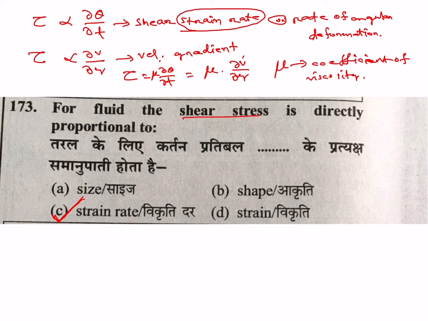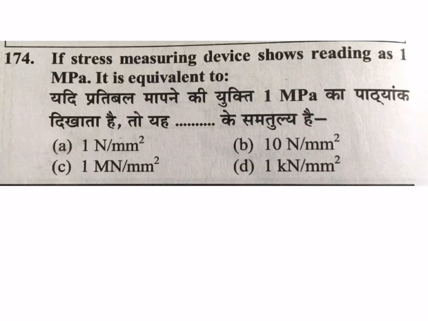Fluid shear stress is tau. Tau is directly proportional to strain rate d theta by dt. Then next question. If stress measuring device shows reading as 1 megapascal, it's equivalent to how much?